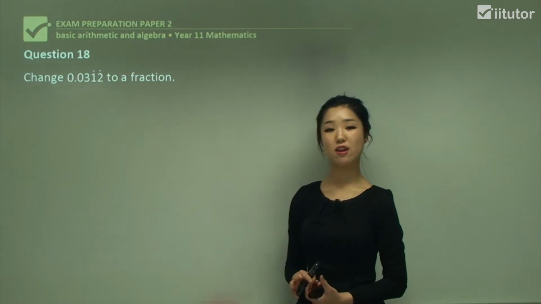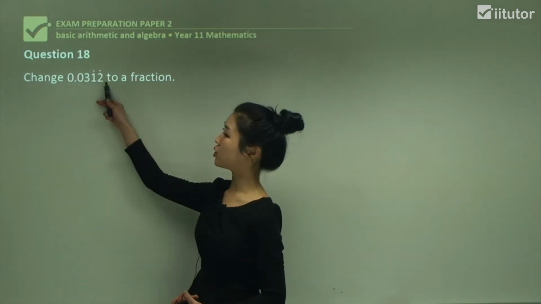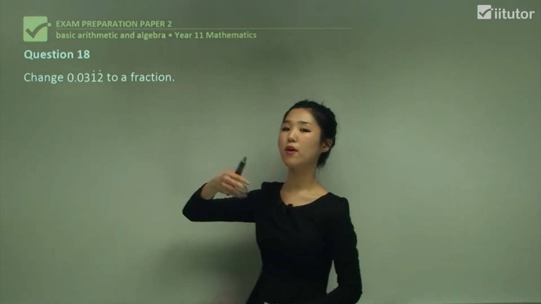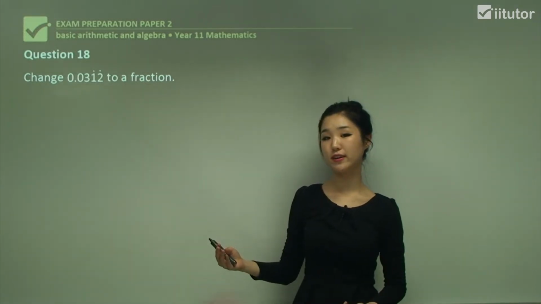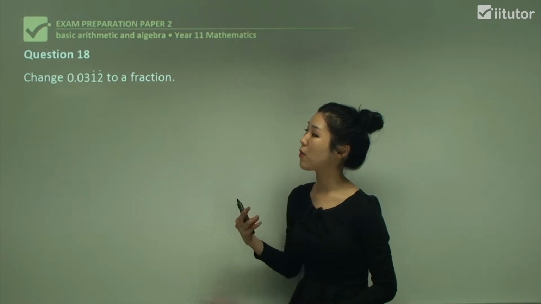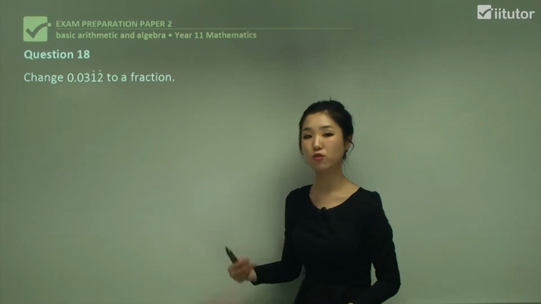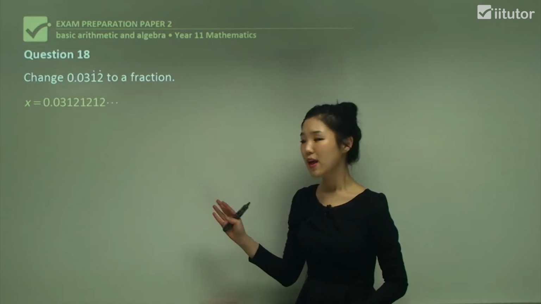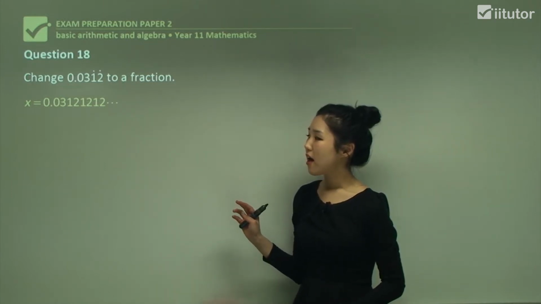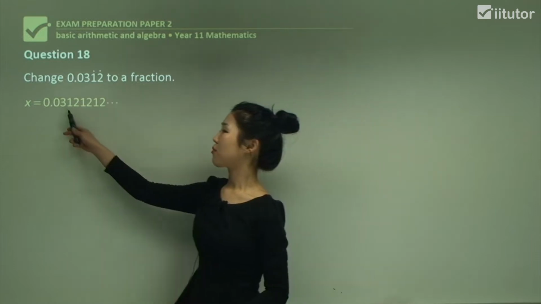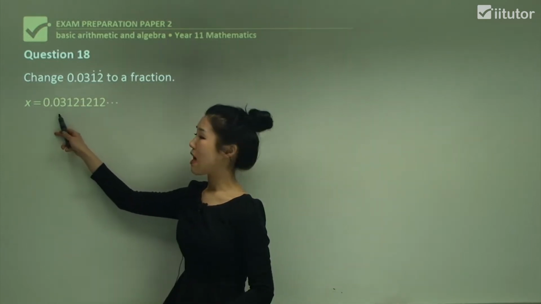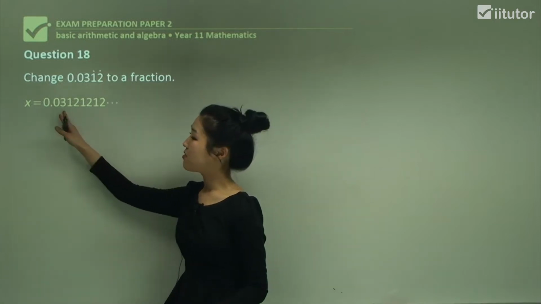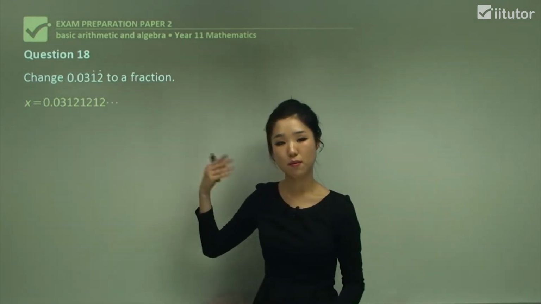Change 0.0312 to a fraction, and you can see that 1, 2 are going to be recurring because of those points on the top. So 1 and 2 are the only recurring decimals. So we have 0.03121212, right? So I'm going to let x be that number. Now, guys, I can see that 0 and 3 is a little bit bothering because that's not part of the recurring decimal. So other than the 0 and 3, everything else is like a pattern.